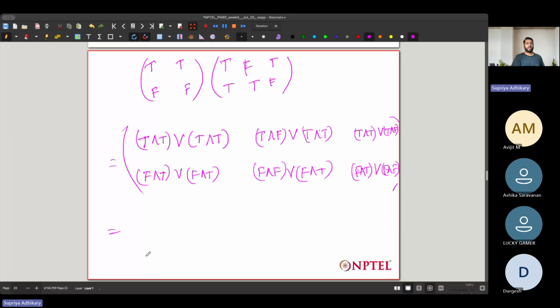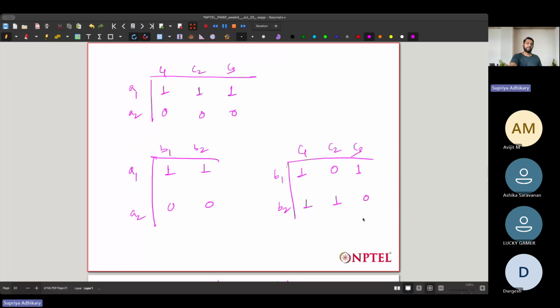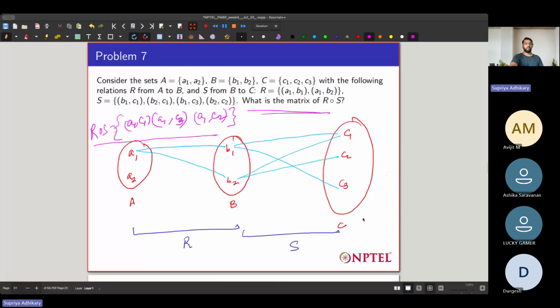And corresponding to that, what we will actually basically have here is true, true, true, false, false, false, or rather 1, 1, 1, 0, 0, 0. So this is the relational value that we have. Sorry, the relational matrix corresponding to this R composition S.